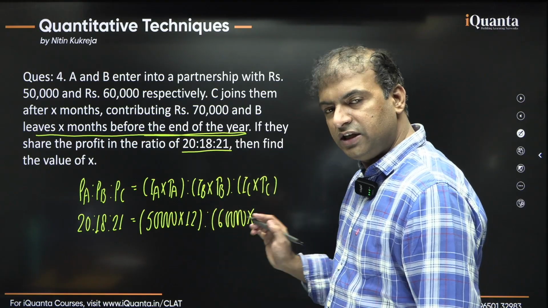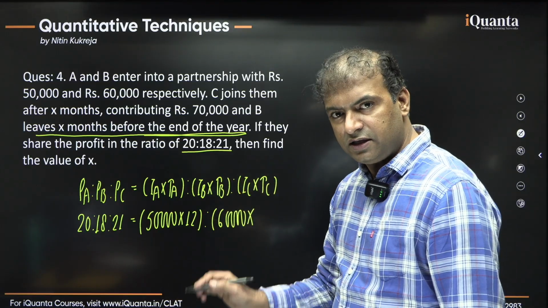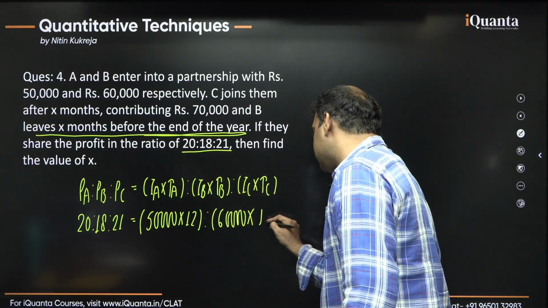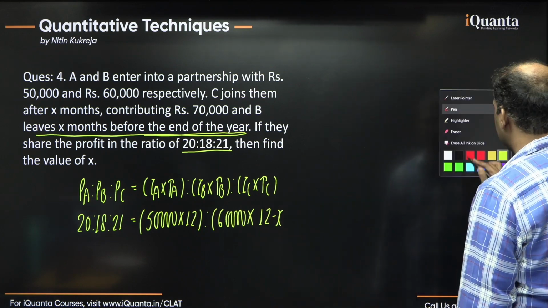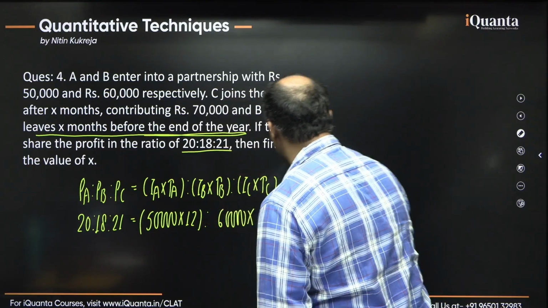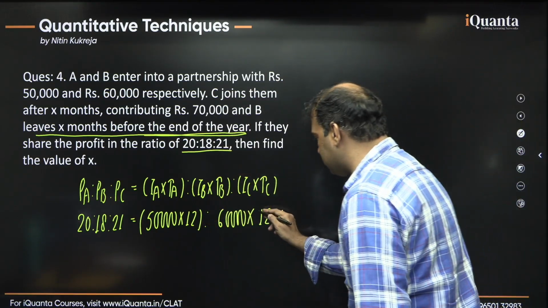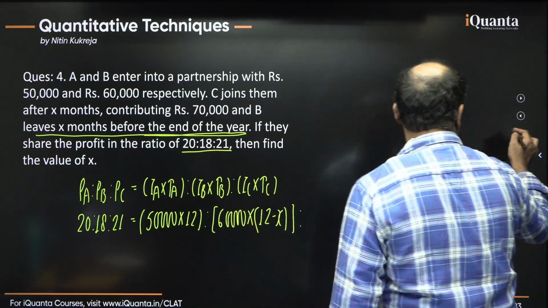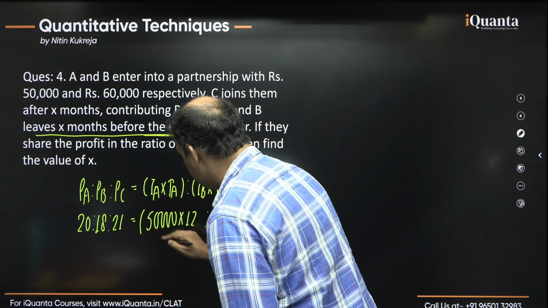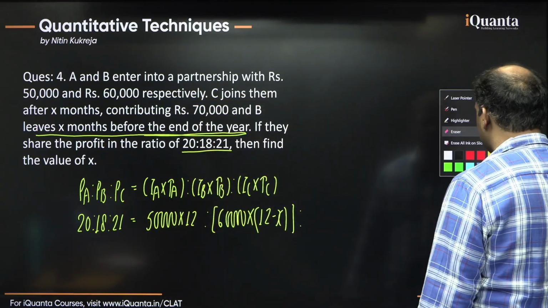So that means he was part of the business for 12 minus X months, right guys? I hope you understand. He was part of the business for 12 minus X months. Let's put it in the bracket, okay? And this, let's say, in a closed bracket, simple. Let me change the nature of the bracket as well.